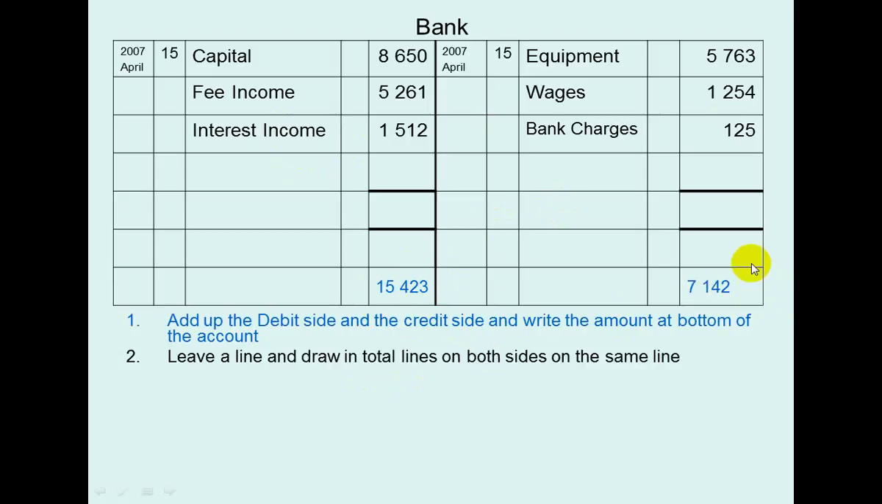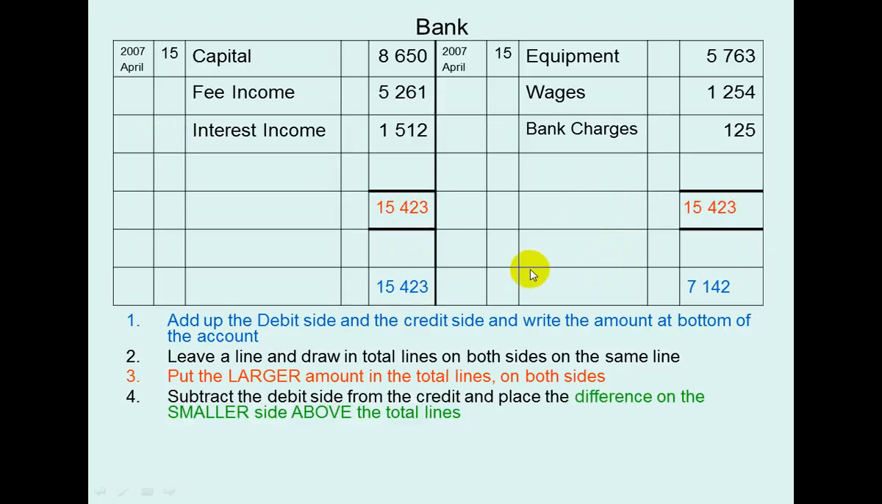Leave a line and draw in your big double lines. They have to be on the same line. I cannot reiterate that more. Put the larger amount, which would be 15,423, in the total lines on both sides on the same line. There you go.